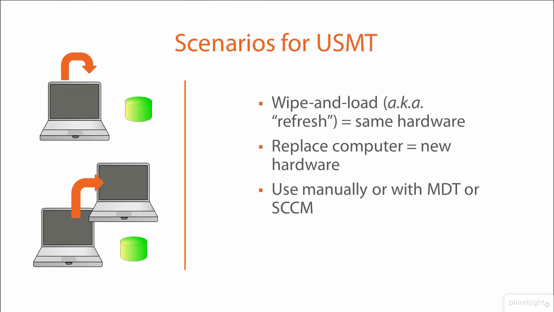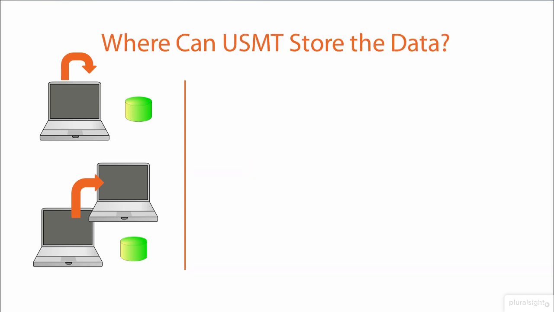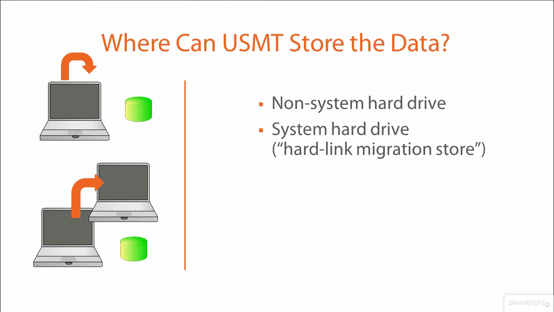The basic concept is that we're going to save the user state someplace safe, then install the operating system, and then bring the user state back. So where is that someplace safe? Well, it could be a non-operating system hard drive. It could be the system hard drive, even in a refresh PC scenario, if we use a tricky construct called a hard link migration store that can withstand an operating system installation without itself getting wiped out.